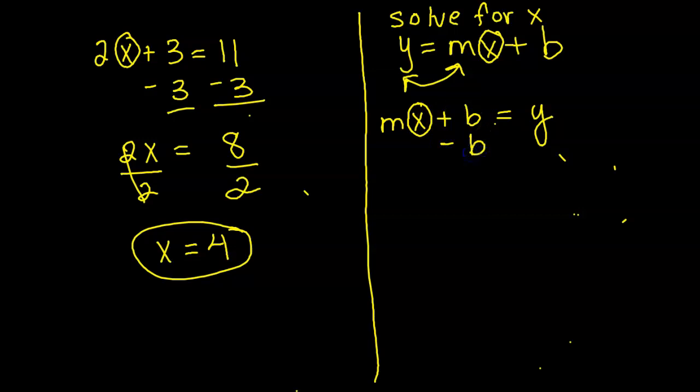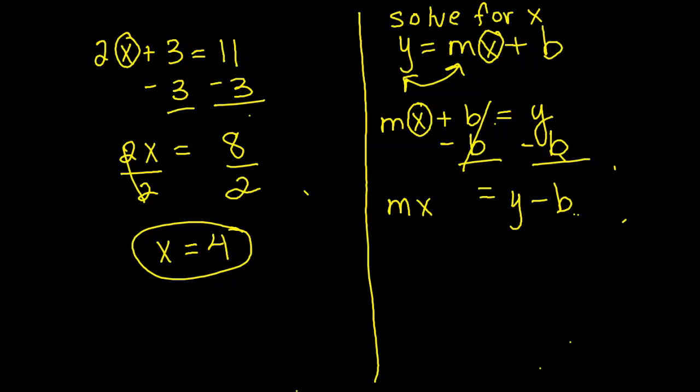I'm going to just do that by subtracting. Okay, I'm going to subtract b from both sides. So when I do that, I end up with mx, this would cancel out, is equal to y minus b. Well, I can't do anything. They're not like terms, so it's just mx is equal to y minus b.